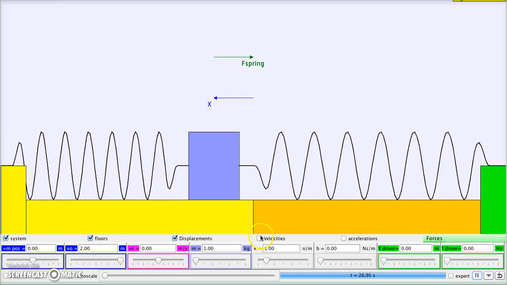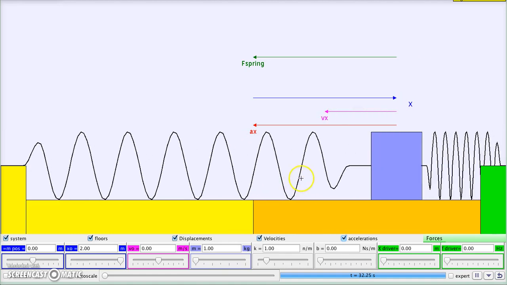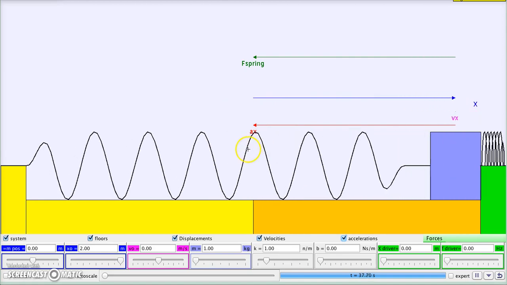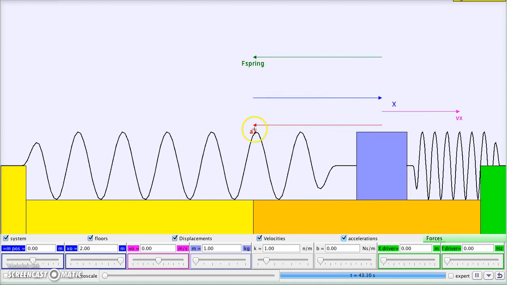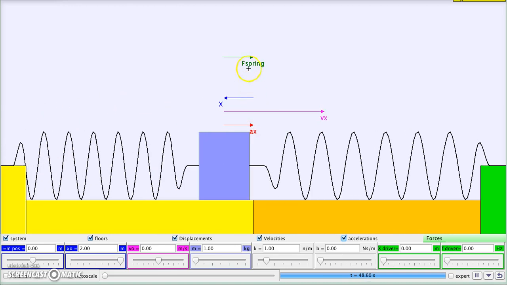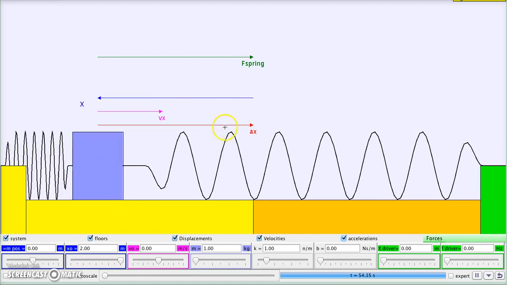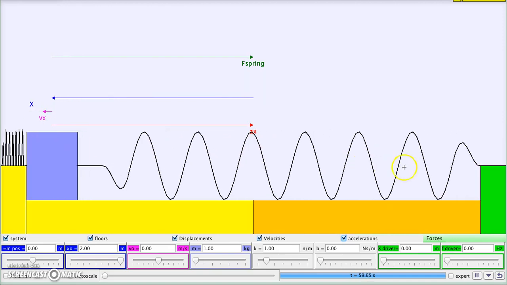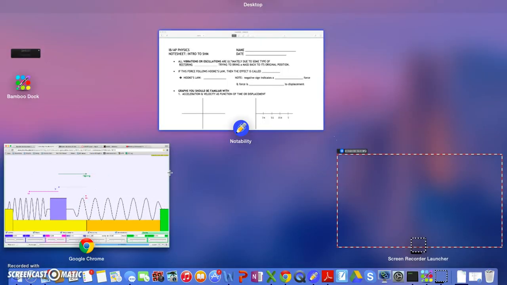Now, a couple things to point out here. If I check the velocity and the acceleration boxes, what you will notice is that the velocity, the purple line right here, is going the fastest when it's in the center. Its acceleration vector always matches the direction of the spring. These two are always pointing in the same direction, and they are proportional to each other because F equals ma. We also notice that the acceleration and the force are largest when it's at the extremes, on either side. So let's take a look at this on our notes.